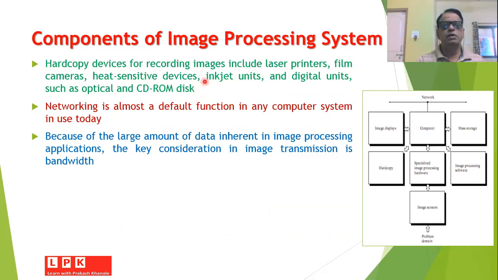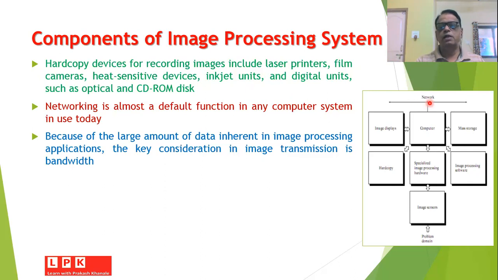Also, hard copy devices for recording images can be used, such as a laser printer to print the image on paper. You can make use of film cameras, heat sensitive devices, inkjet printers and digital units, or you can store the images on a CD-ROM. So all such devices you need to make use of whenever you want to do any kind of processing with your image.